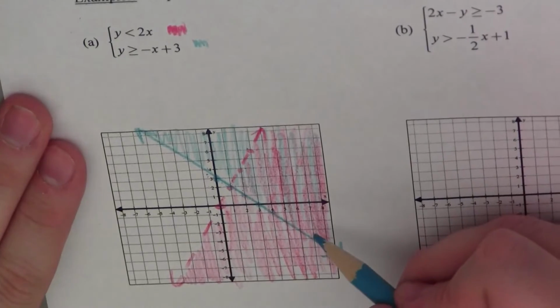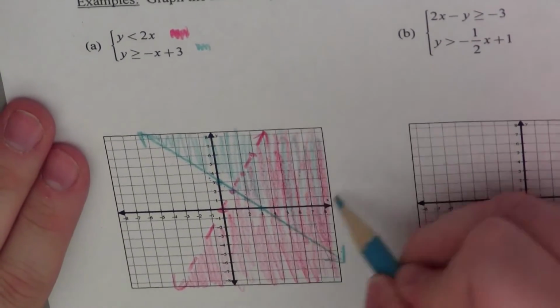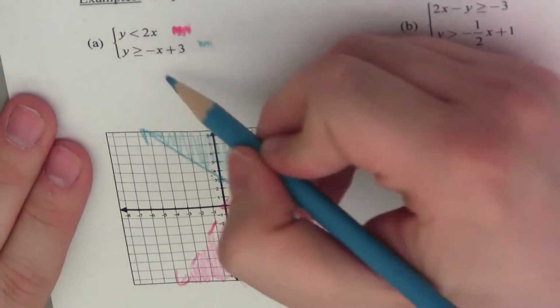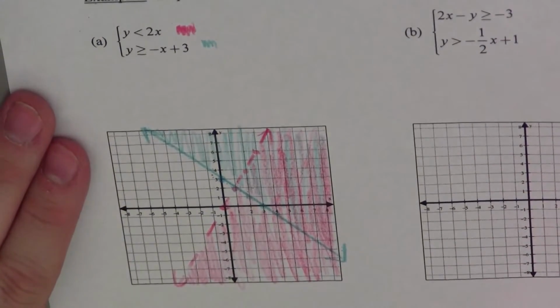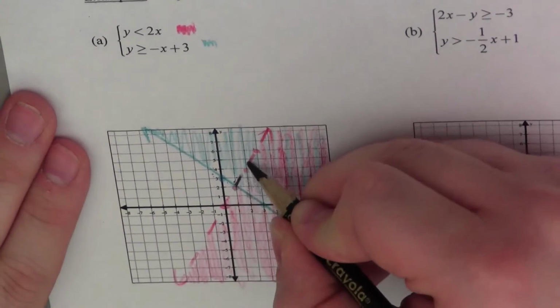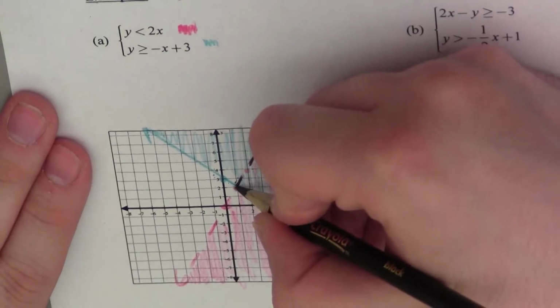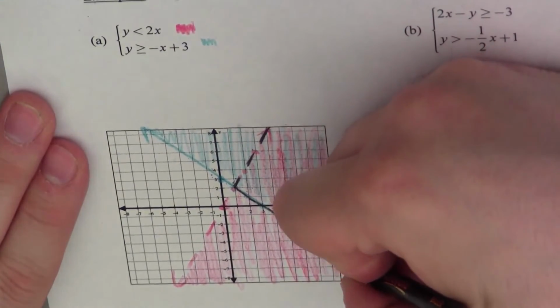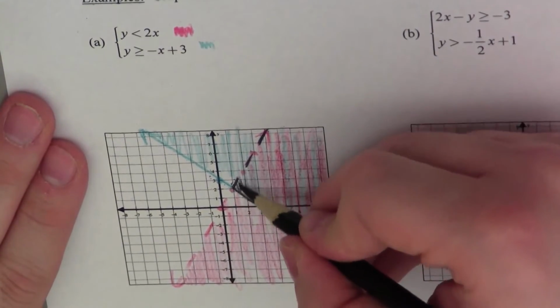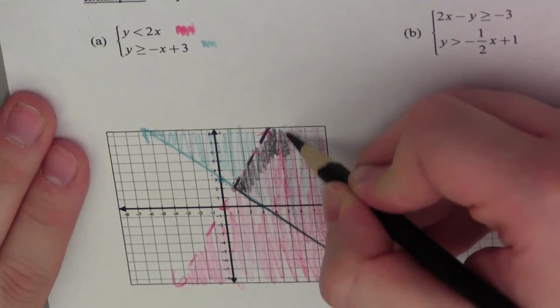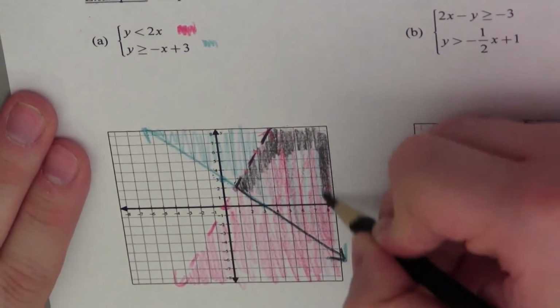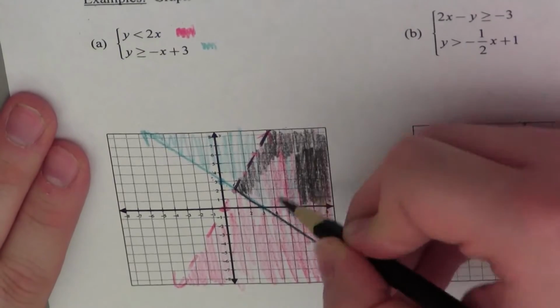And all the points in the overlap, in the region that's red and blue, are solutions to this system of inequalities. I'm going to outline this region. I have a dashed line on this boundary and a solid line on this boundary. And then I'm just going to darken it in. You need to make it very clear to me what is the final answer. I don't really just want to see overlapping colors. I want the final region really darkened in.